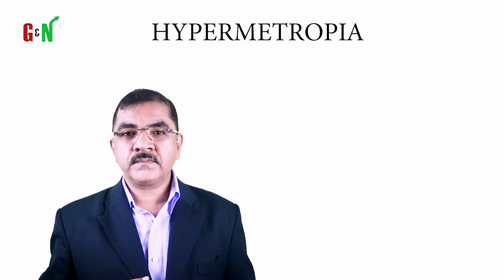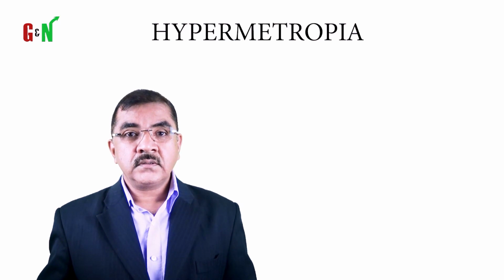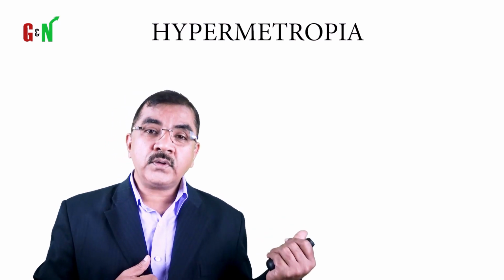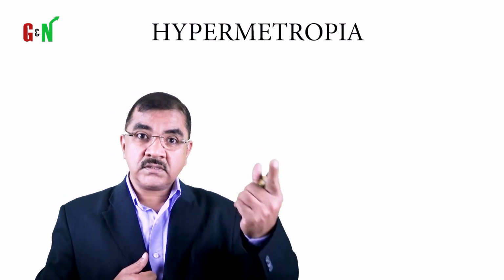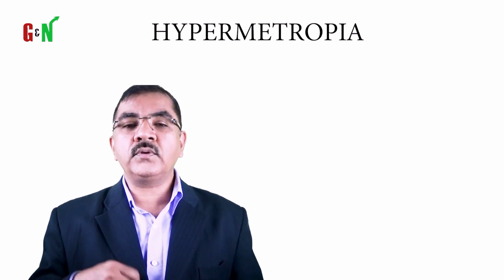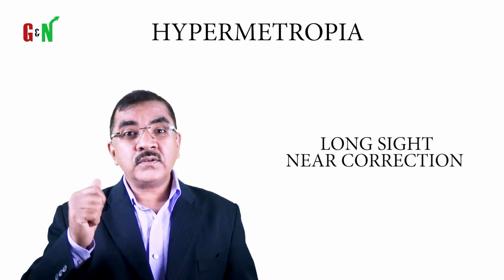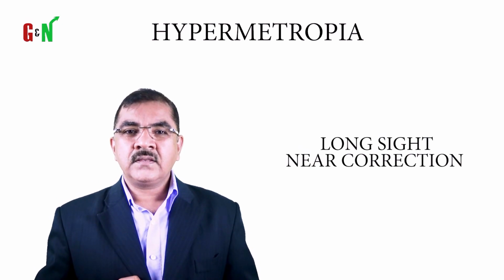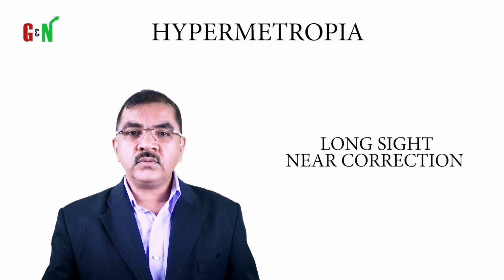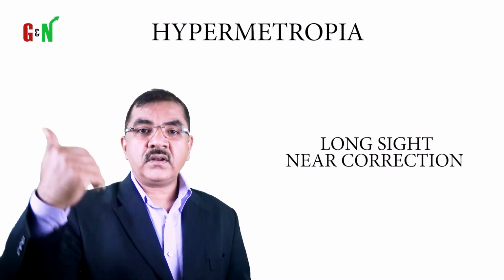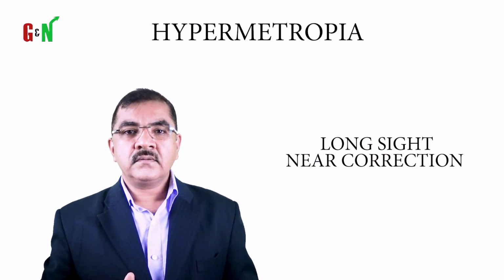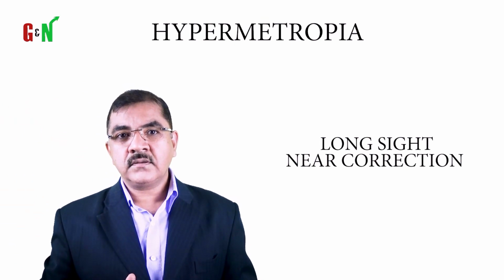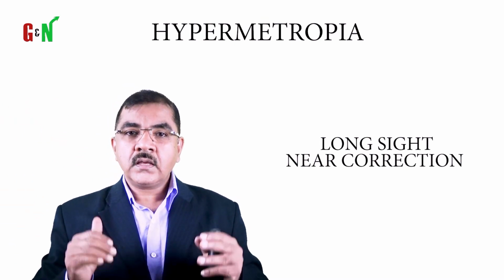Then comes hypermetropia, or hyperopia in short. In myopia we talked about short sight, distance correction. In hypermetropia we talk about long sight, near correction. So things which are closer to you are blurred, things which are far away are visible. So what do you do in this case?